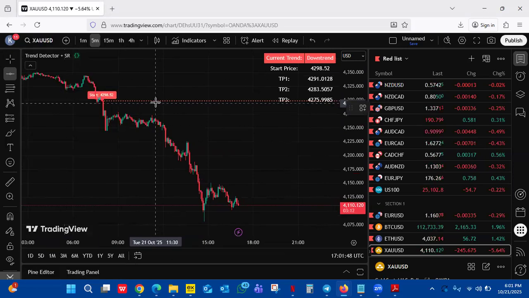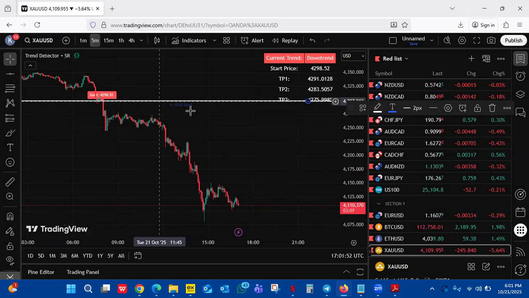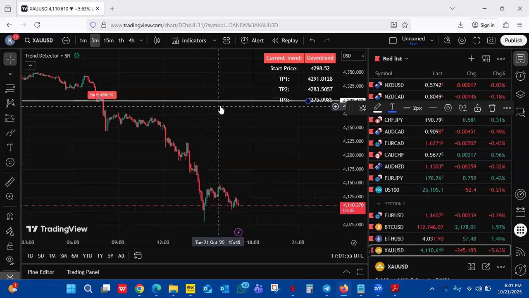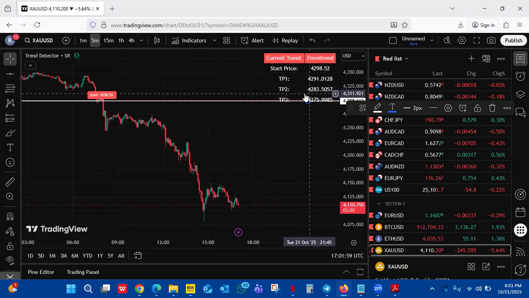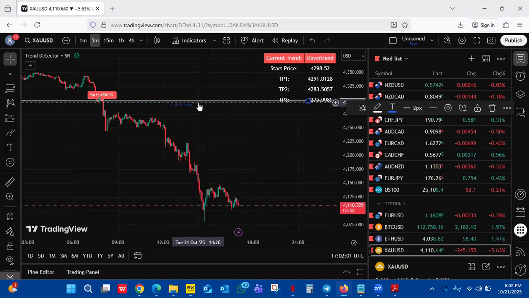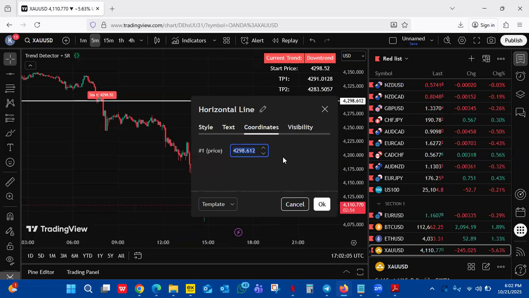You can see the dotted line. This is where the trend started from, 4298.52. It also gives you take profit one, TP2, TP3. For TP1 we're using 4291.0128. You can see price moves to TP1 at this point.